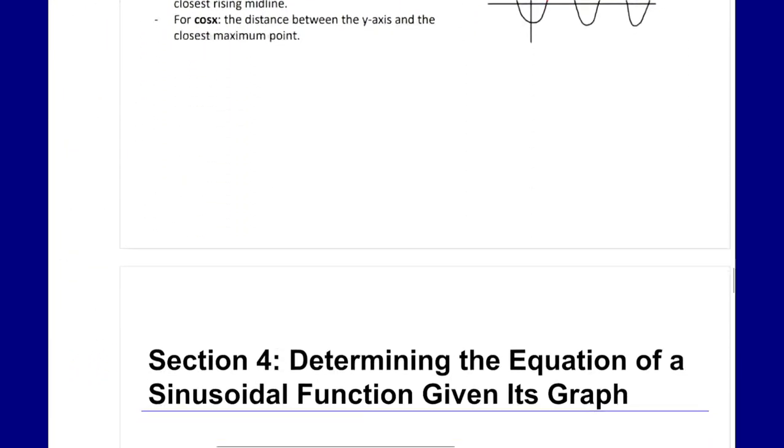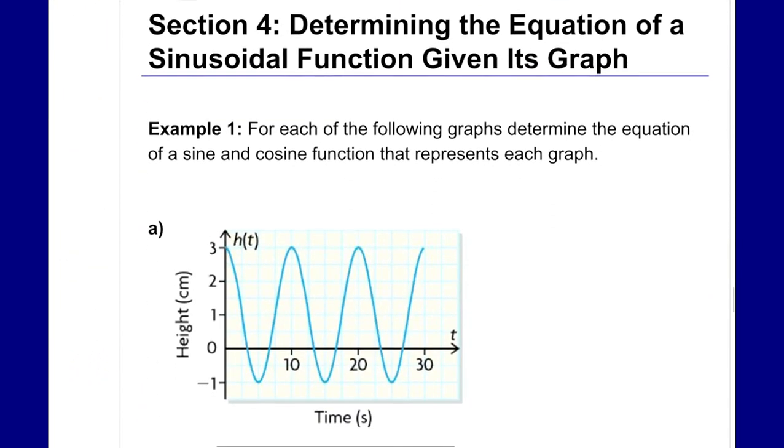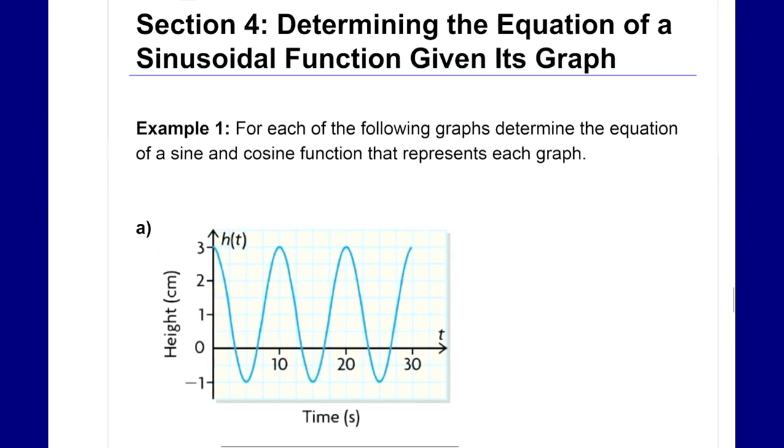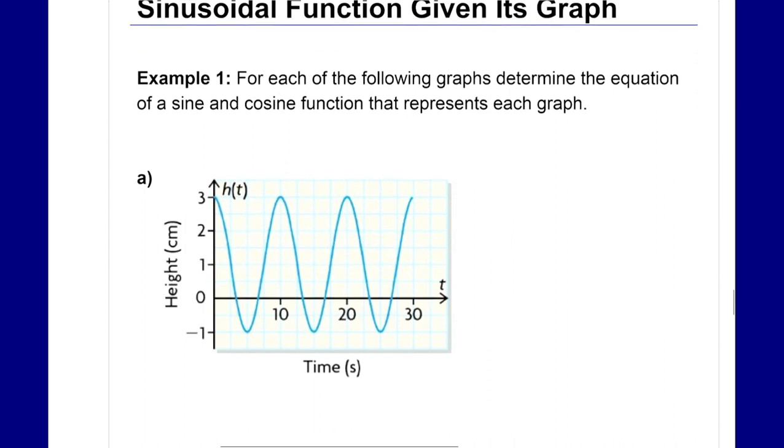So let's go through a couple of examples and try to determine the equation for both the sine and cosine functions, or a sinusoidal function. It might not just be sine, it might be both, or maybe it's just one. For our first example, we want to determine the equation of a sine and cosine function that represents each graph. The first thing I'm going to do is find my amplitude.